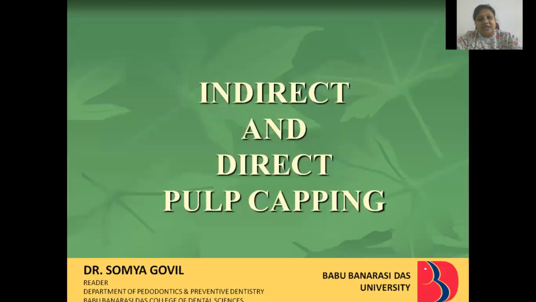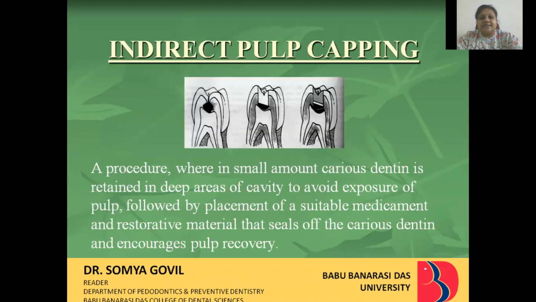We will be dealing with both indirect and direct pulp capping today. What is indirect pulp capping? A procedure wherein a small amount of carious dentine is retained in the deep areas of the cavity to avoid exposure of the pulp, followed by placement of a suitable medicament and restorative material that seals off the carious dentine and encourages the recovery of the pulp.